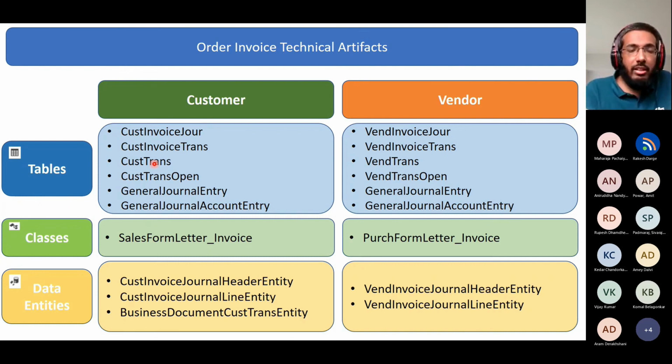Whenever you want to see any transactions being posted against a customer, this is the table we actually use, CustTrans. You can even call this a subledger table, which holds the information about the transactions. Similar case for vendors: you'll find a similar table, VendTrans, just that the cust has been replaced by vend. So that's how it's easy to navigate through these tables.